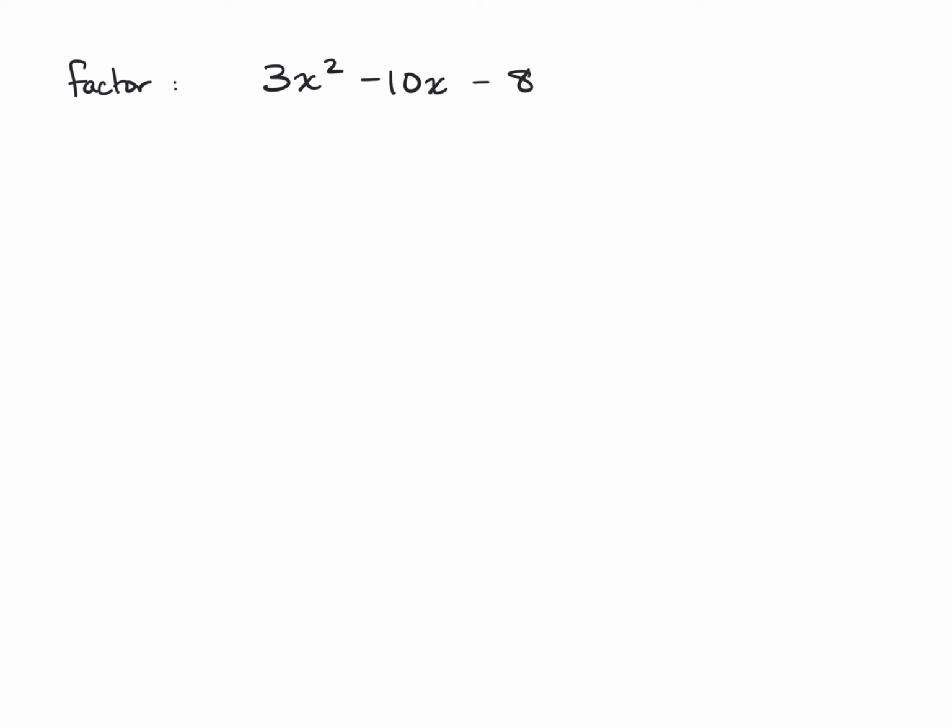All right, another example. In this example you see our quadratic has a prime number. So 3 is a prime number, which means the only way to make 3 through multiplication using integers is by multiplying 1 and 3.